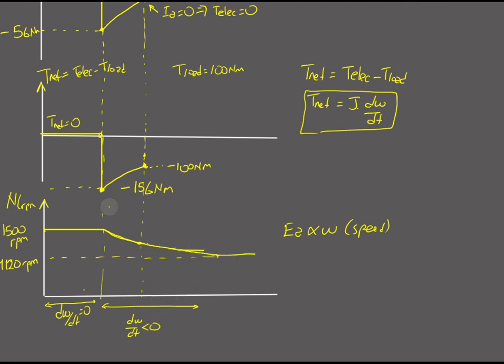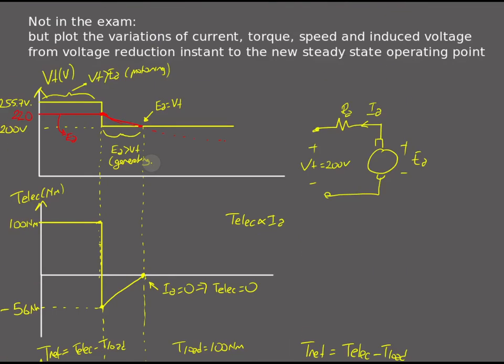Again, we don't know the J, so we can't actually calculate the time instant, but it will be a smaller deceleration. So as it gets smaller, let's go back to here. Now our machine slows down, and our back EMF, EA, is now reduced from 200 volts. And until when? Again, the balance point we calculated in the previous part. So it is going to drop to 164.3 volts, right?